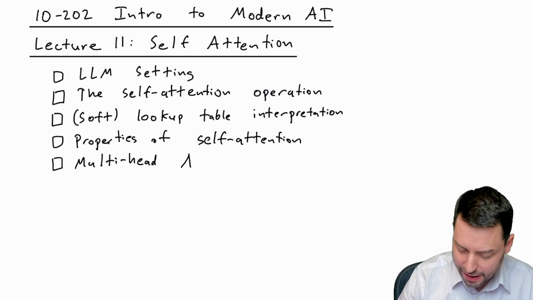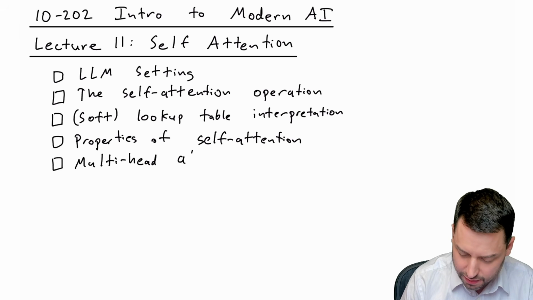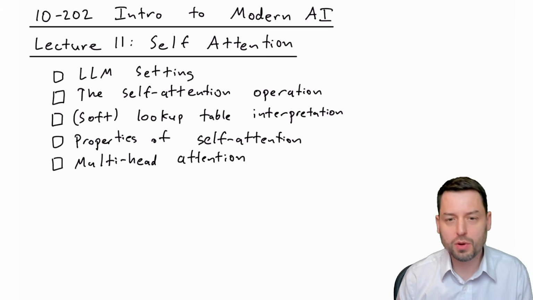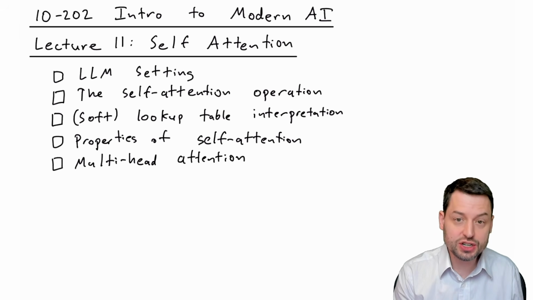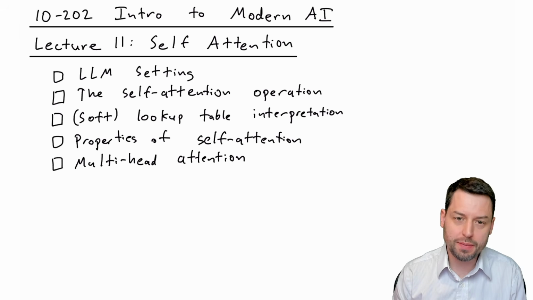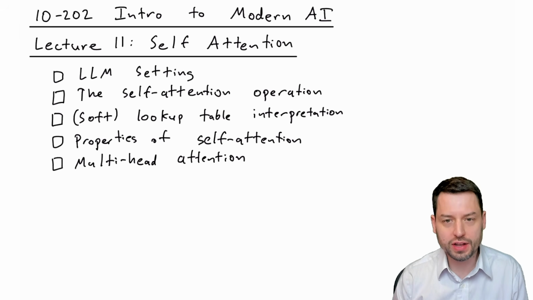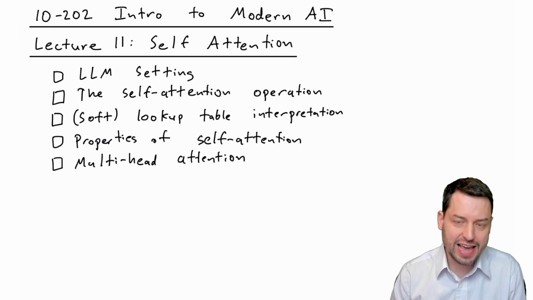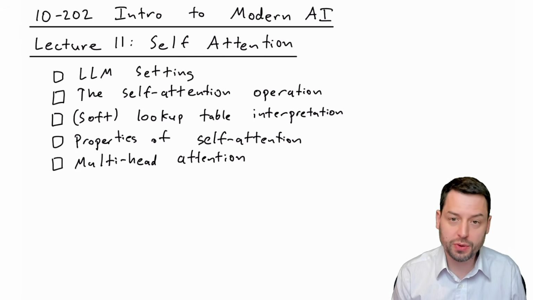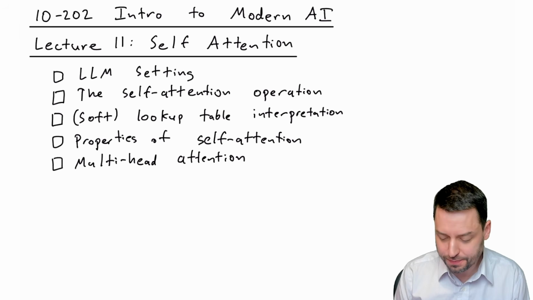Multi-head attention is a slight extension to self-attention that has a bit richer of a mixing over the different input elements. And this is the actual operation that people typically use in transformers. So we'll define what that is and look at the details of that operation.